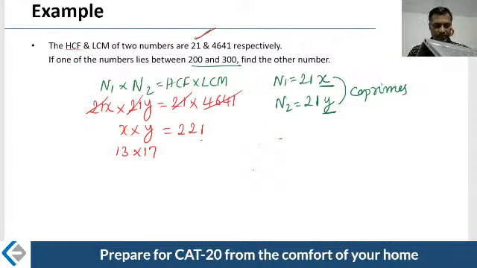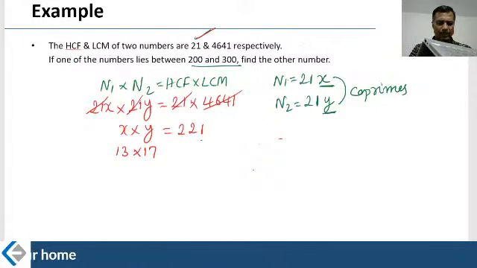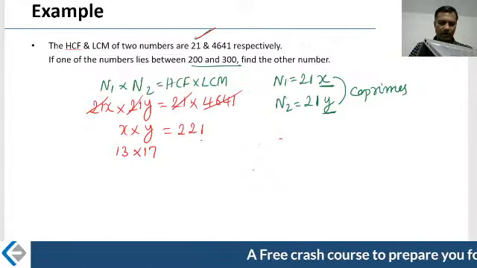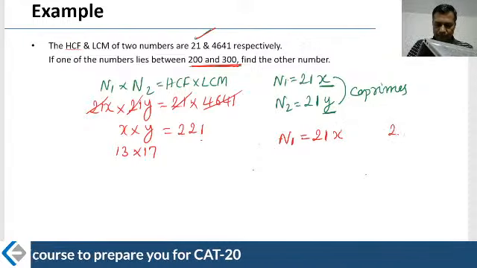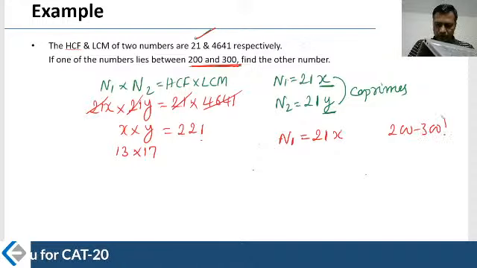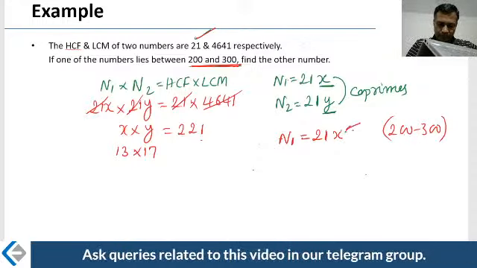Why did you write x as 13? I didn't write that; I just wrote 13 and 17 there, the smaller number there and the larger number there. Now let me go back to the question, because he says that one of the numbers lies between 200 and 300. Let us say that n1 is the number which lies between 200 and 300. Therefore, this is nothing but 21 into x. Now, is this number n1 lying between 200 and 300? Let me take two cases. X can be either 13 or 17, one of the two values, because the number is 21x.